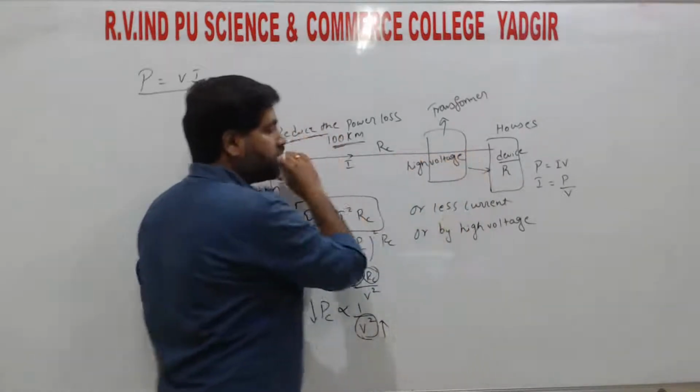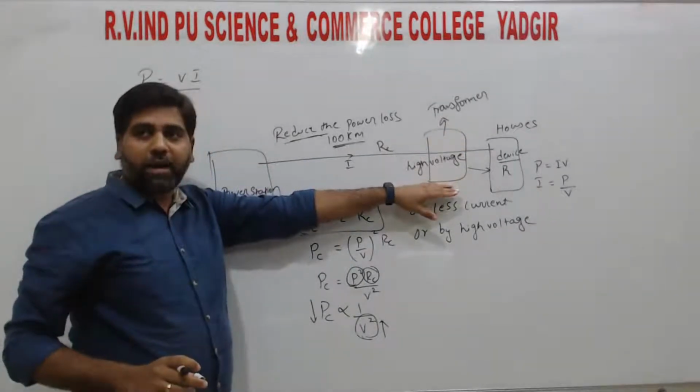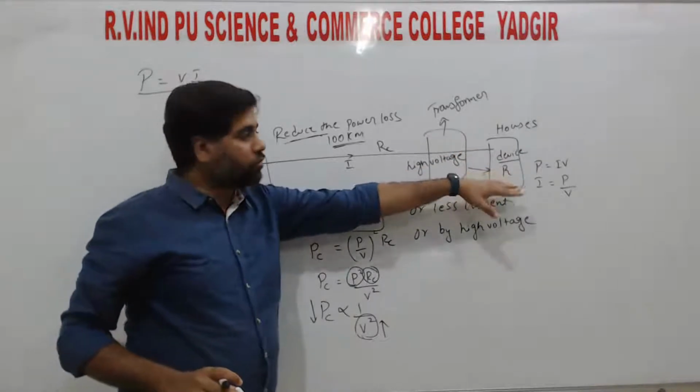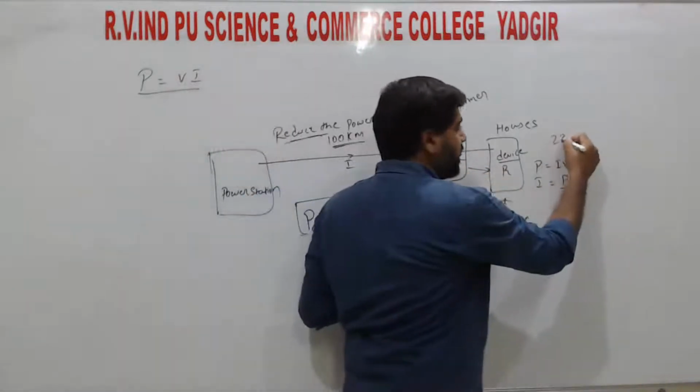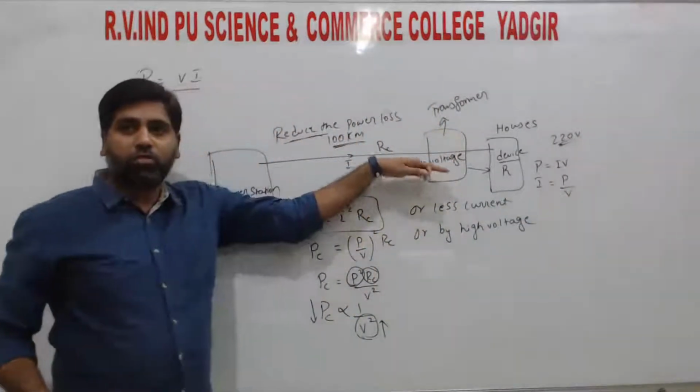So now, if we are supplying power at high voltage, this transformer receives the high voltage and converts it to the low voltage. For household appliances we require 220 volt, but here we are getting some 10,000 to 20,000 volts to the transformer.